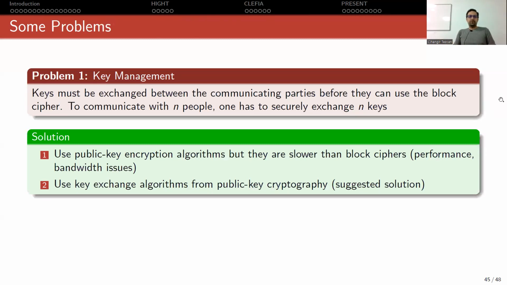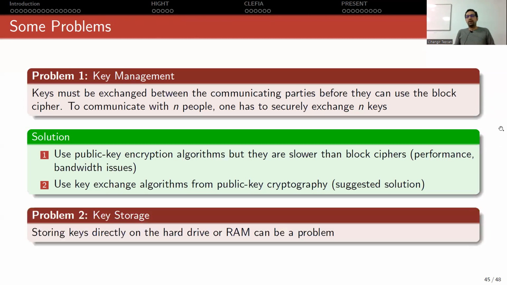In general sense, we have solutions to this, like you can use public key encryption algorithms like RSA, ElGamal, but they are slower than block ciphers and they're not suitable for light constrained devices. You can use key exchange algorithms like Diffie-Hellman key exchange and so on. But again, your device should be capable enough to perform those operations.